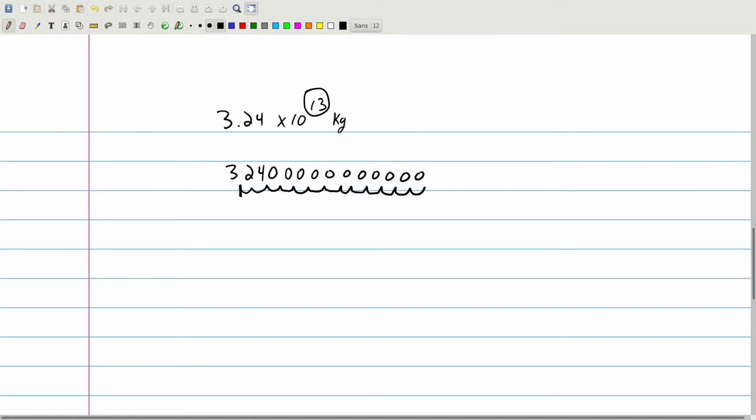So you'll notice I had 2 places after the decimal, which means that this number needed 13 minus 2 is 11. There should be 11 zeros here. 1, 2, 3, 4, 5, 6, 7, 8, 9, 10, 11. And there are. Don't forget to bring along any units that are with this. In this case, it's kilograms.